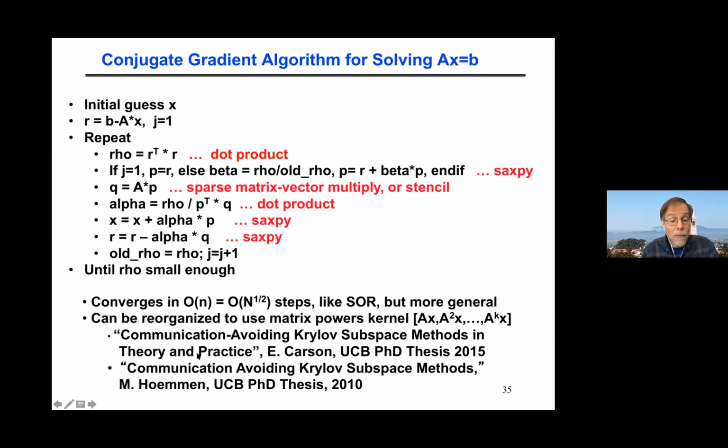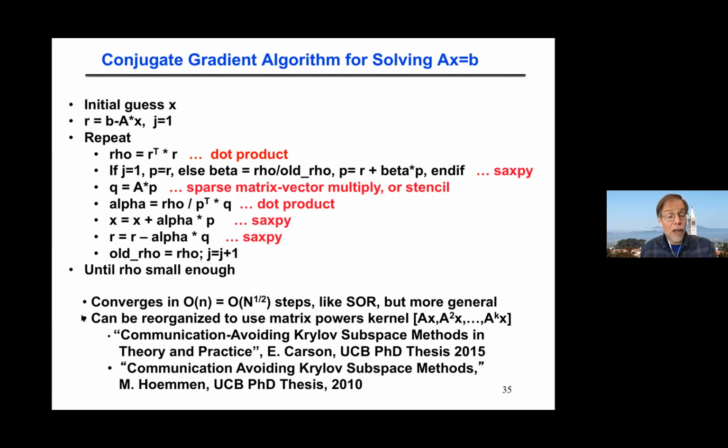And there have been several PhD theses written at Berkeley in recent times, based on the idea that instead of doing just one matrix vector multiply, I do multiple matrix vector multiplies. And then a lot of the mathematics has to change in a complicated way. So I'm not going to show you, but you can take K steps with one communication instead of a communication for every step.